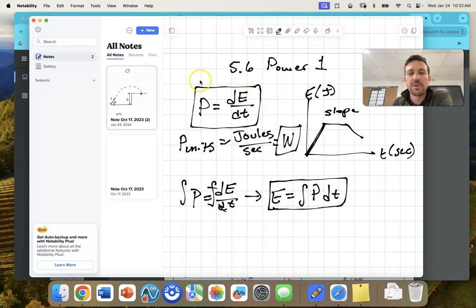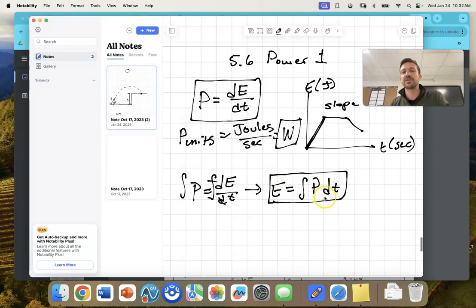This is just understood when they give you this. On the formula chart, they give you power is equal to the derivative of energy, so you should just understand that the integral of power with respect to time is equal to energy. Power is equal to the derivative of energy. Energy is equal to the integral of power.